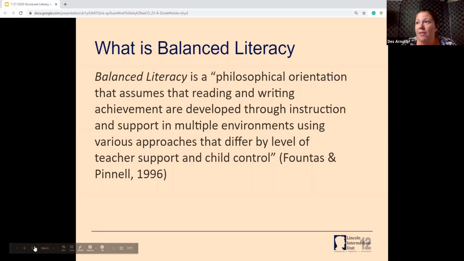So let's start with balanced literacy. Here's the definition as defined by Fountas and Pinnell in 1996. I'm sure you guys don't need me to read it to you. Although phonics, decoding, and spelling may be taught in the word study lessons, they are rarely taught systematically in a balanced literacy program. Rather, students are encouraged.